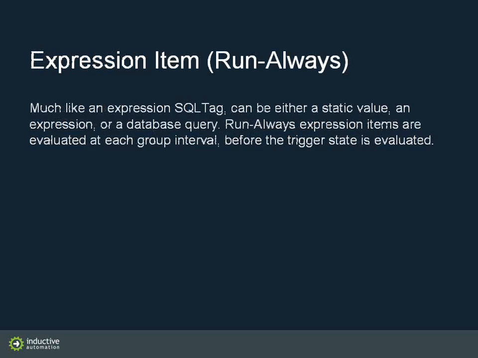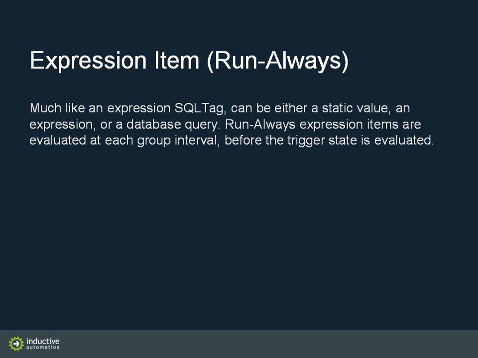We also have expression items, which we call here run always. This is very similar to an expression SQL tag and can be either a static value, an expression, or a database query. And the run always part of it means that the items are evaluated at each group interval before the trigger state is evaluated. So this means that these expression items are going to run at the same rate of the group. If you have a group set to every 3 seconds, that expression will evaluate every 3 seconds, giving you the output that you can use within that group.